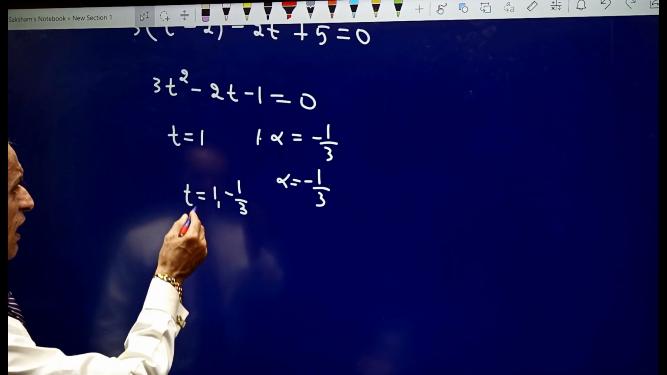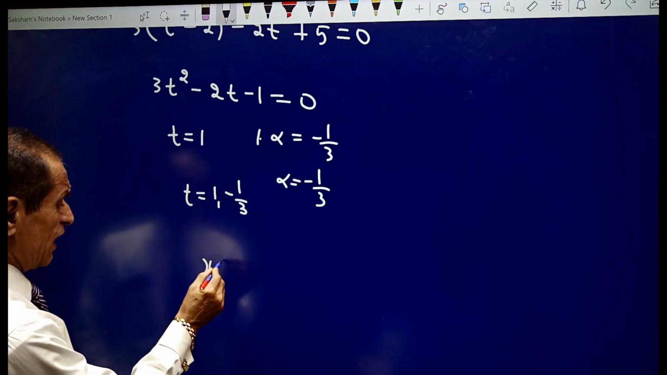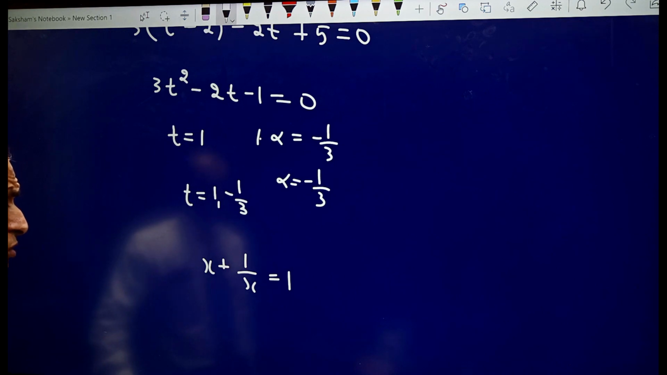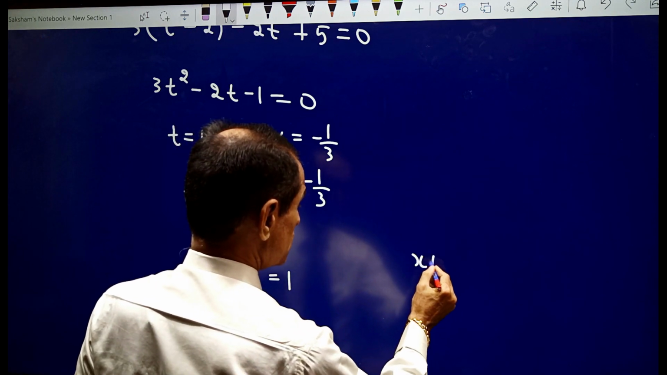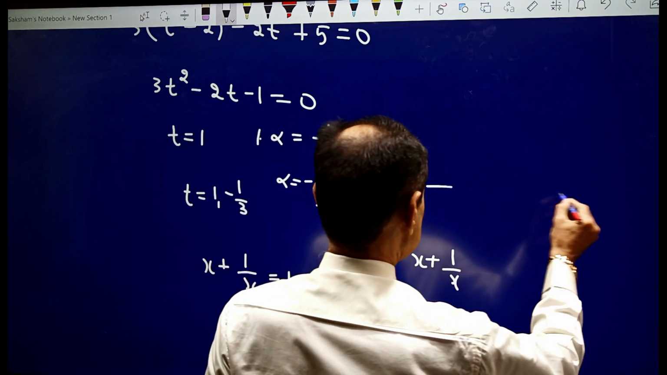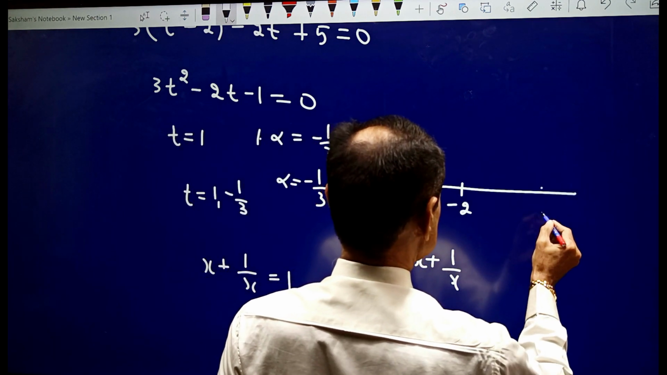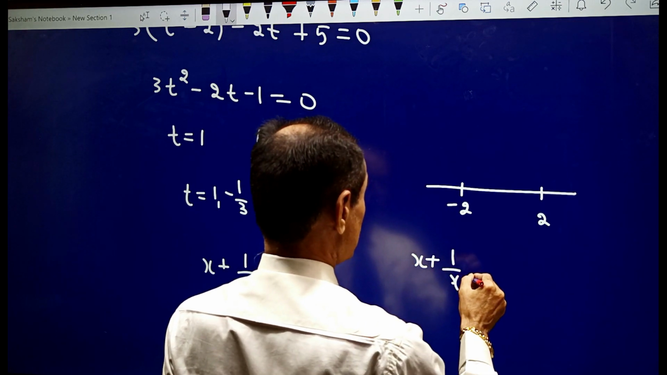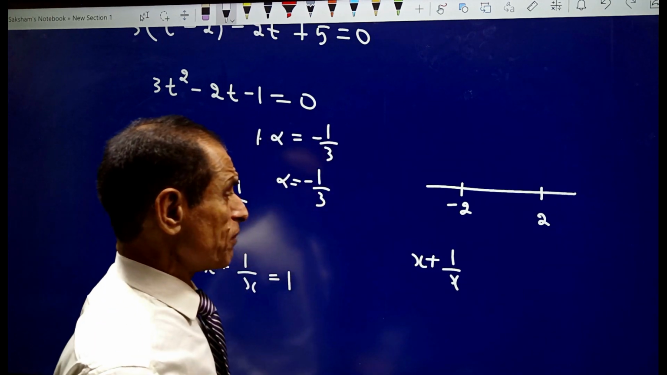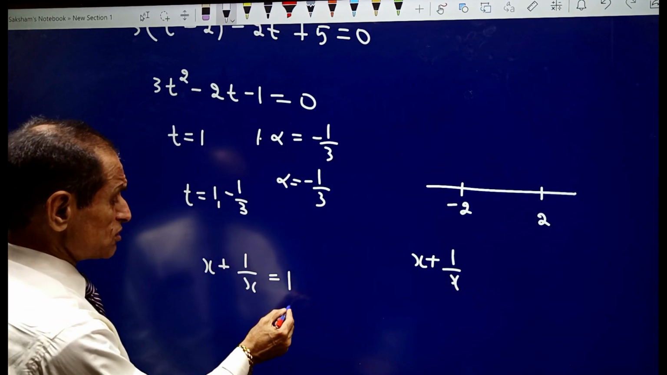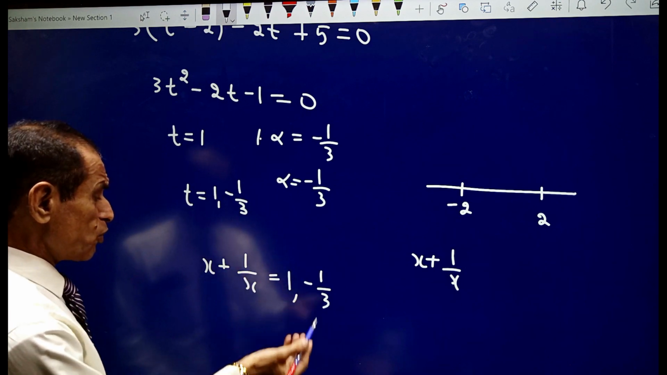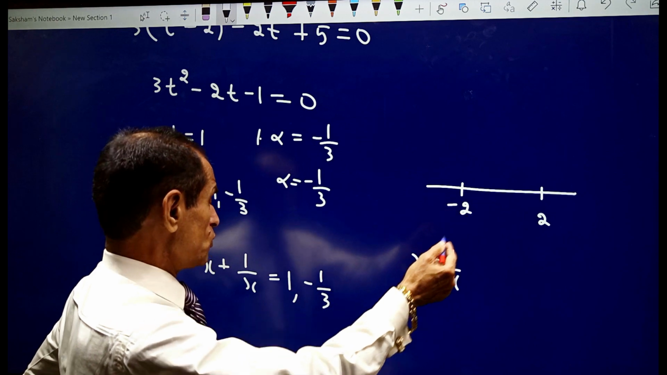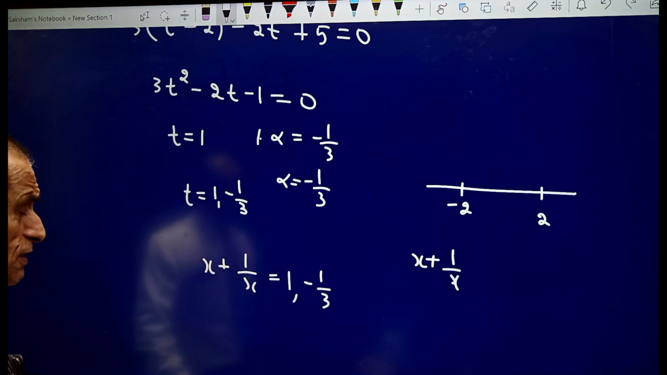Now using these values of t, putting it here, I will proceed to find the value of x. If t is 1, it means x plus 1 by x is equal to 1. And just now I told you the value of x plus 1 by x is always less than or equal to minus 2 or greater than or equal to 2. That is, the value of x plus 1 by x never lies between minus 2 and 2. In both the cases, the value of x plus 1 by x is lying between minus 2 and 2. Hence, no real value of x is possible.